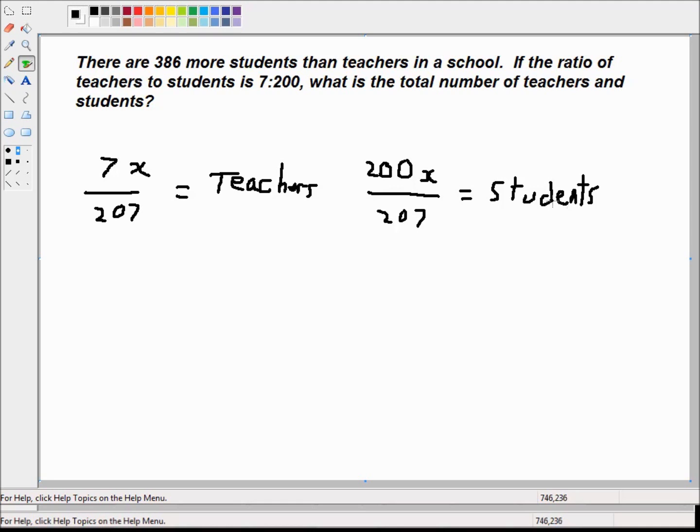But what we know is that the difference between the number of students and the number of teachers is 386. So if we take the number of students, which is 200x over 207, and we subtract the number of teachers, which is 7x over 207, then we know from the question that that is equal to 386.